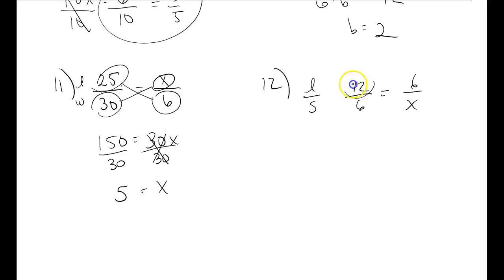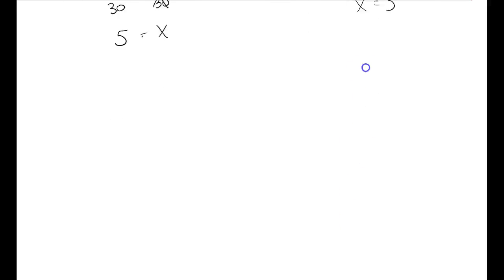And then we do the same thing. We cross multiply. So 12 times x equals 6 times 6. 12 times what equals 36? Well, 12 times 3 equals 36. So now you know the missing side of that.